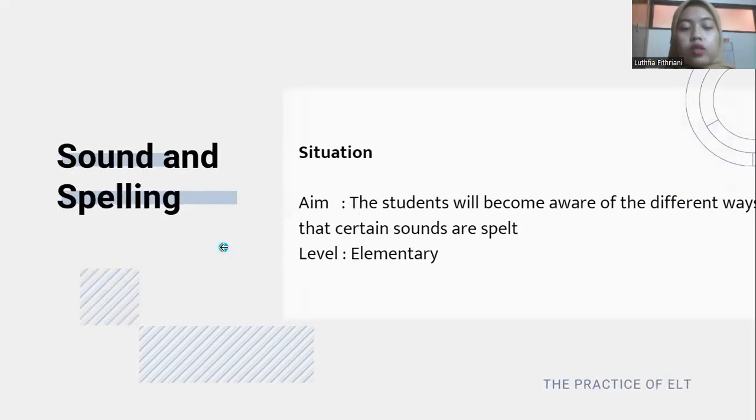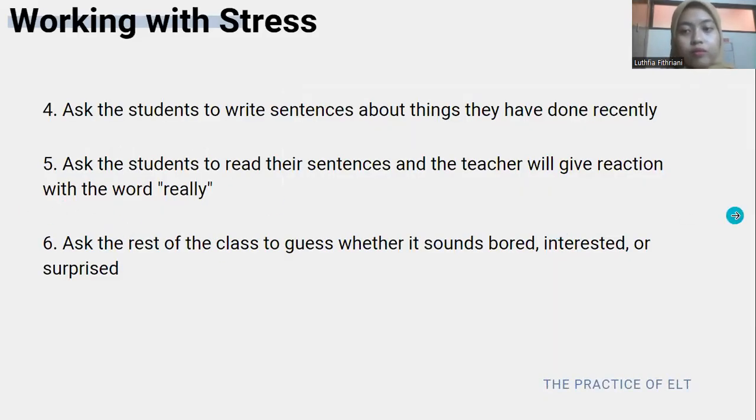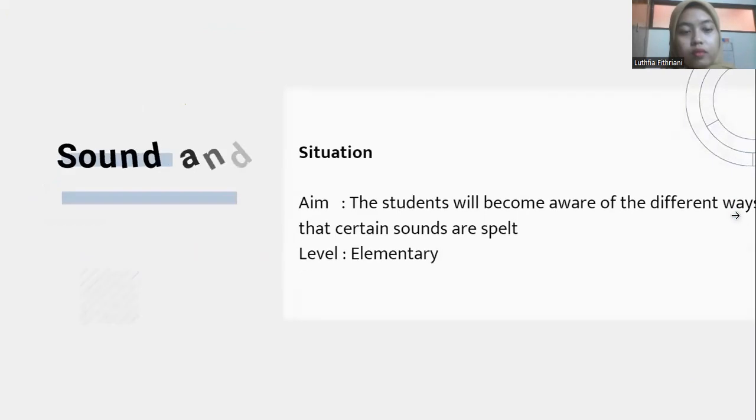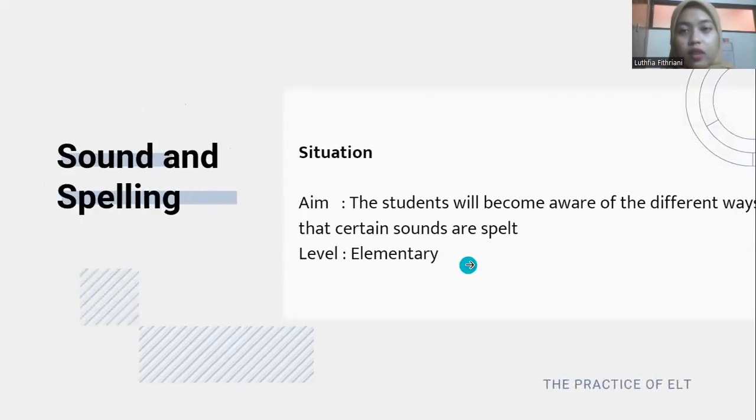Now we will move to sound and spelling. And here is the simulation. Imagine that we will teach elementary students, and the aim of the lesson is that the students will become aware of different ways that certain sounds are spelled.